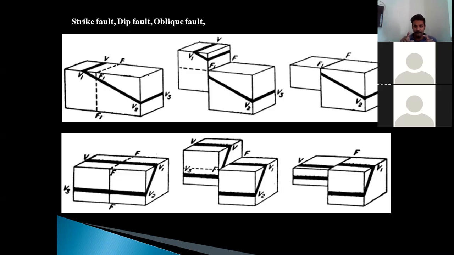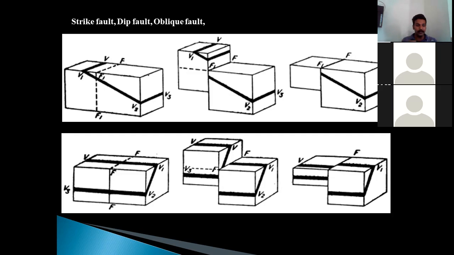And if your fault plane is parallel to the direction of the dip of the bed, okay, now there is a difference in it. Initially it was parallel to the strike of the bed, but here it will be parallel to the dip of the bed, the dip direction of the bed. In that case, such type of faulting will be called a dip faulting or a dip fault.